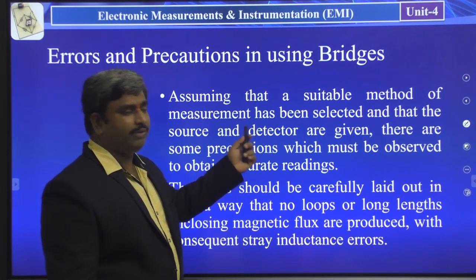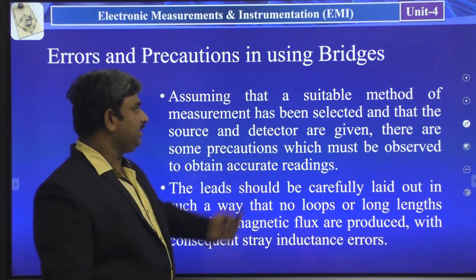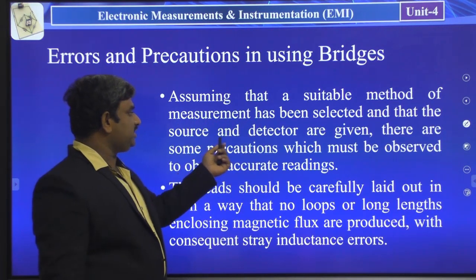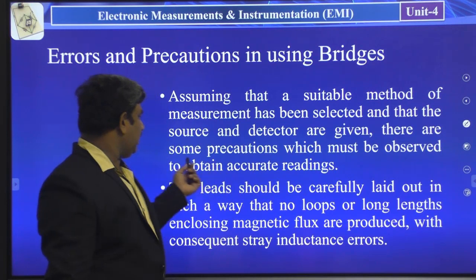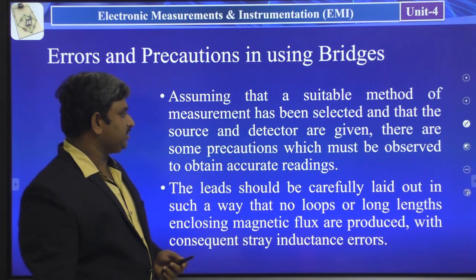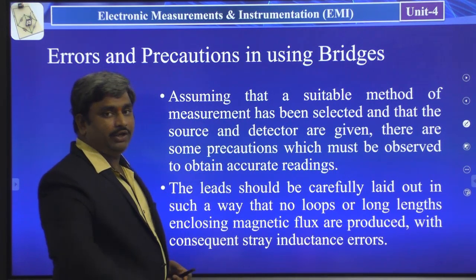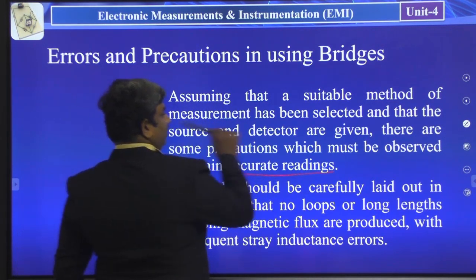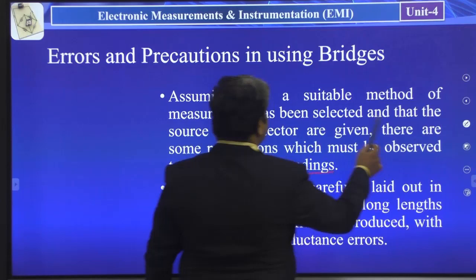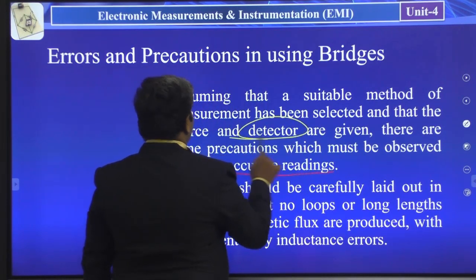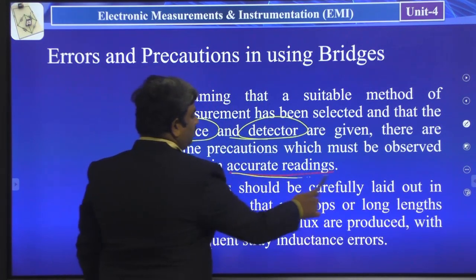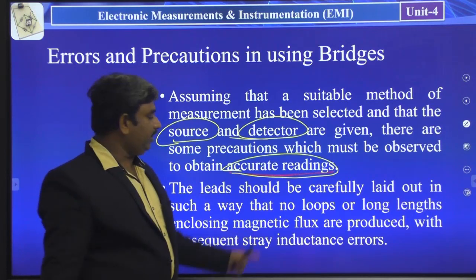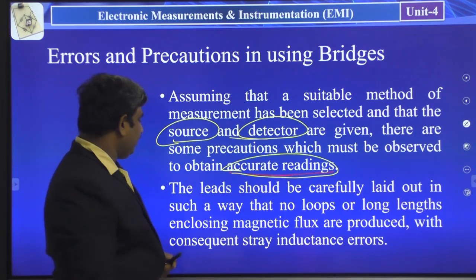Assuming that a suitable method of measurement has been selected and that the source and the detector are given, there are some precautions which must be observed to obtain accurate readings. For getting accurate readings, we have to take suitable detectors and suitable sources. These are very important for measuring accurate results.